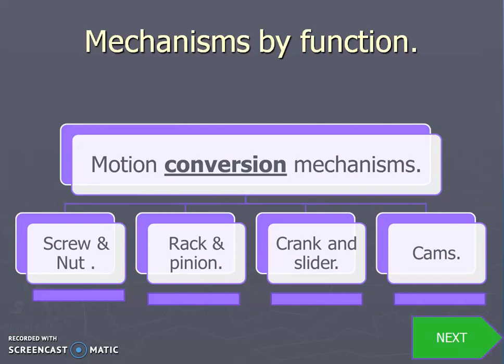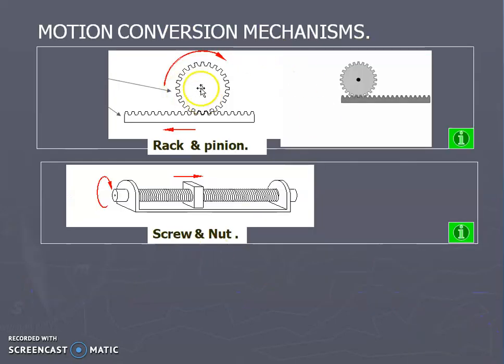We have talked about transmitting motion. If we talk about converting the motion, we have different types of conversion. In this one, we convert the rotary motion into linear. So in this one, we convert the rotary motion of the pinion into linear motion in the rack. This element is the rack. And in this one, we also convert the rotary motion, in this case of the screw, into the linear motion of the nut. Okay, good.